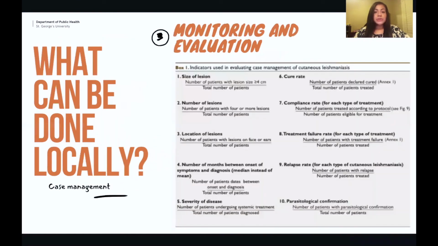Next is monitoring and evaluation. These are the indicators used in evaluating case management of cutaneous leishmaniasis. So first, you have to look at the size of the lesion, the number of lesions, the location of lesions, the number of months between onset of symptoms and diagnosis, the severity of the disease, the cure rate, the complication rate, treatment failure rate, relapse rate, and parasitological confirmation. So this is actually stuff that you would report to your local health systems.